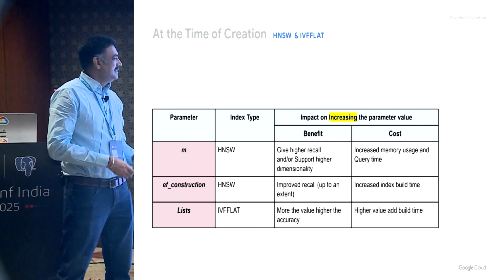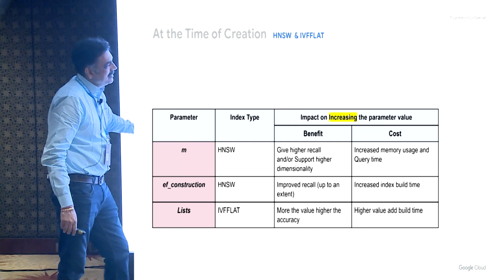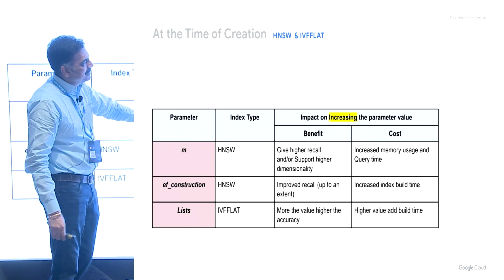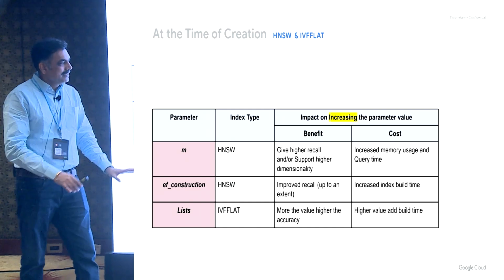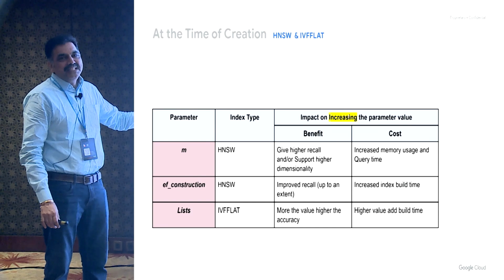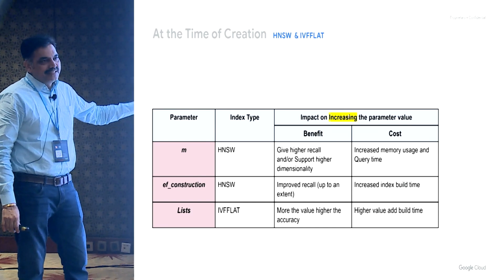Essentially, these are some values we have already seen. But what is the benefit if you go higher or lower, and what will be the cost of it? You can take a screenshot of this if you want. This is based on the findings we made from the previous experiment, right?